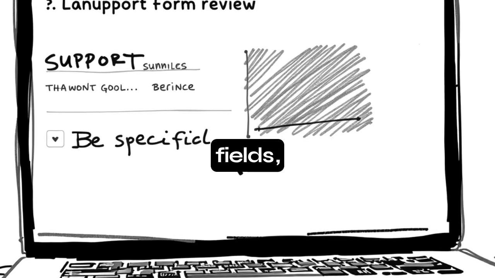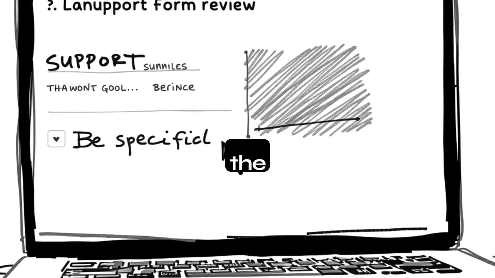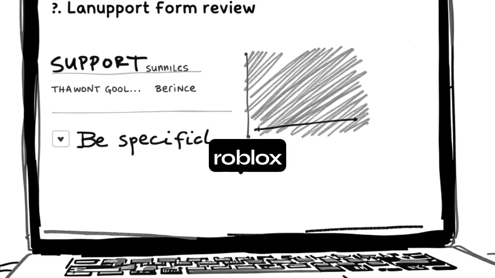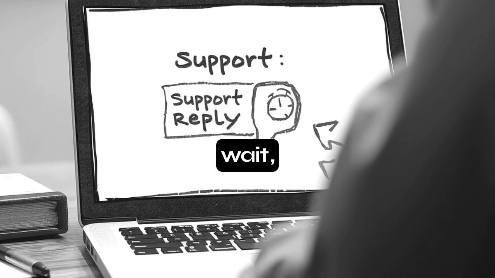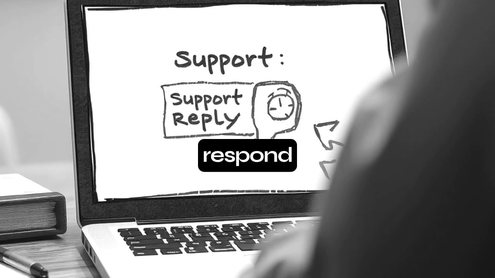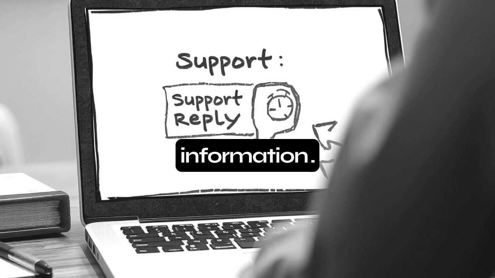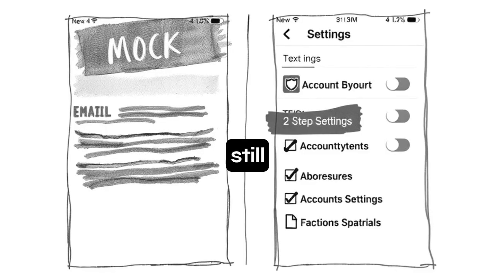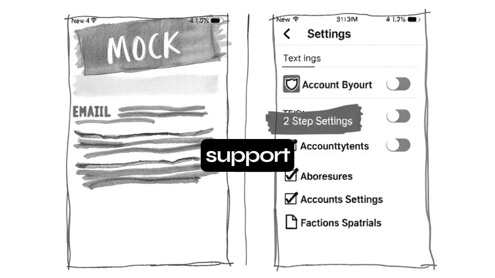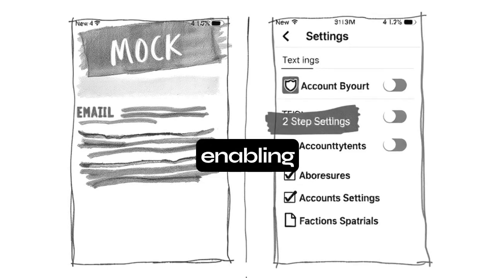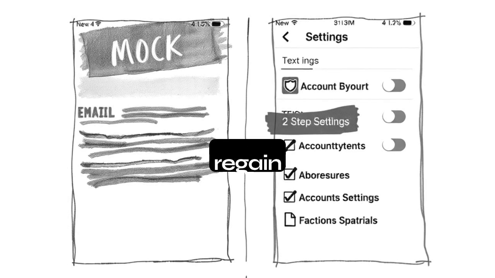Double-check all fields, add a clear description, then submit the request and wait for a response from Roblox support. While you wait, check your email regularly and respond quickly if Roblox requests more information. If recovery still fails, contact Roblox support directly with all proof and consider enabling two-step verification once you regain access.